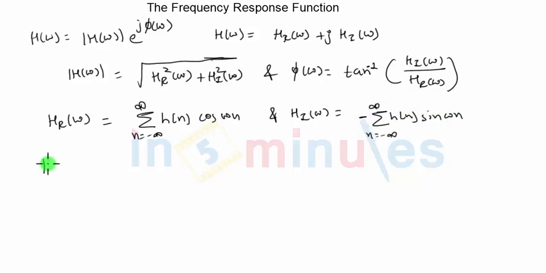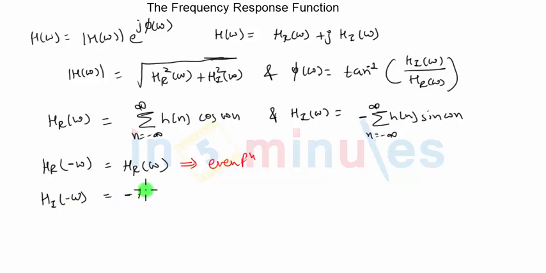Now if you observe carefully, if I replace omega with minus omega in Hr of omega, then the only term with omega is cos omega n. Cos of minus omega n will be nothing but cos omega n, because cos minus theta is exactly the same as cos theta. So Hr of minus omega will be the same as Hr of omega, and that means this is an even function. And if I do something similar for Hi of omega, if I replace omega with minus omega, then I get sine of minus omega n. Sine of minus theta is equal to minus sine theta, so that minus sign comes out, and hence Hi of minus omega will be minus of Hi omega, and that makes it an odd function.